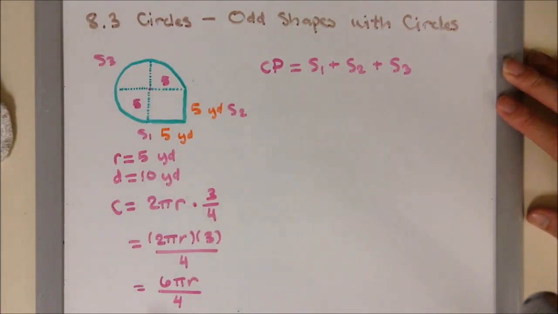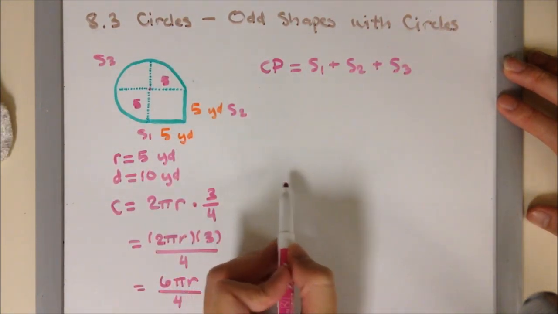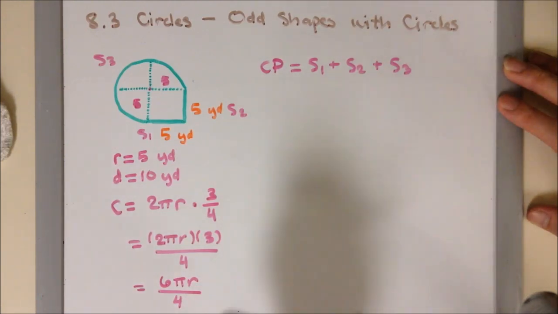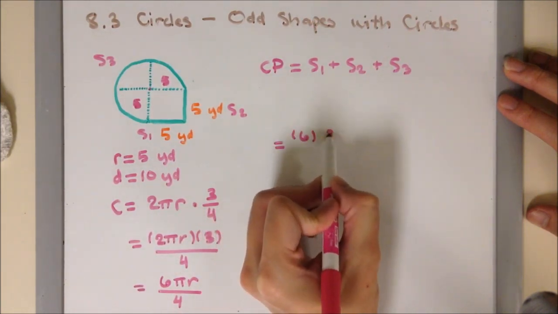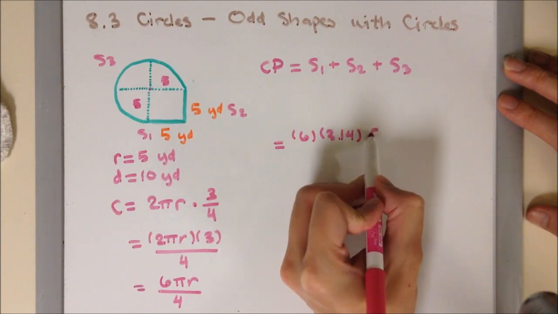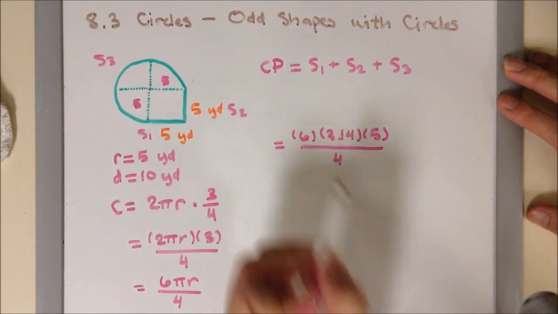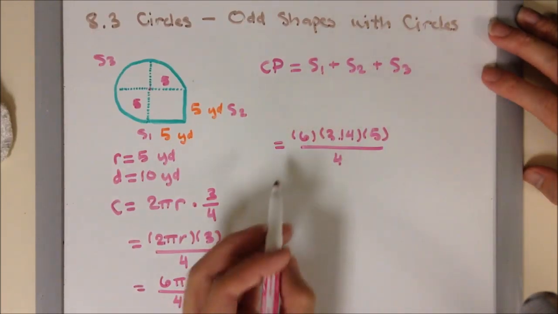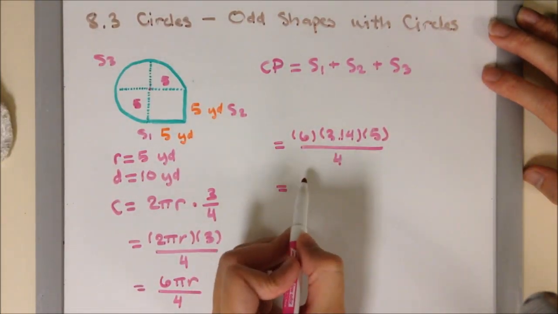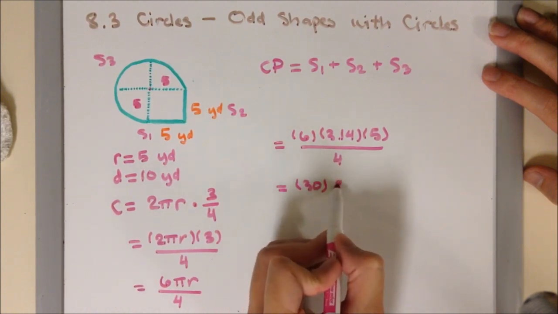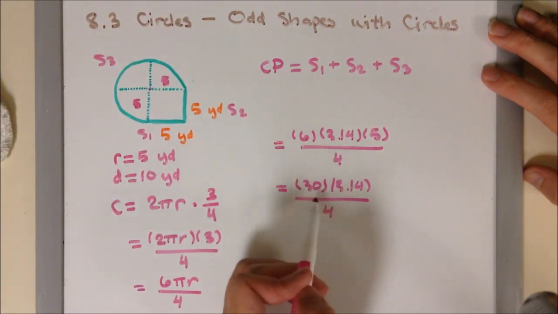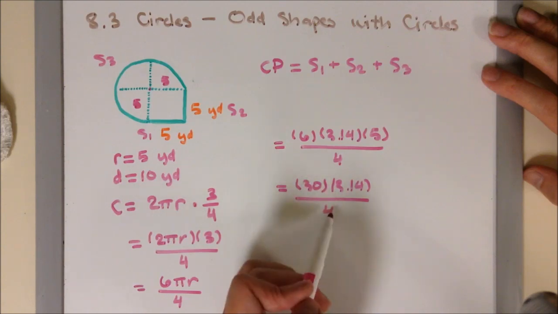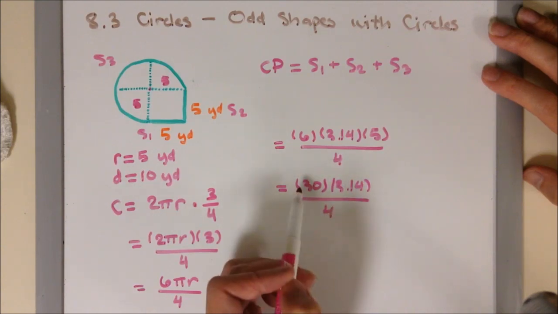Alright, so I'm going to work on the circumference here. So I'm going to plug in pi and I'm going to plug in r. So here is going to be 6 times 3.14 times 5 divided by 4. So I'm going to multiply the whole numbers. So 6 times 5, that's 30, times 3.14, divided by 4. So since these are all being multiplied, what I can do is divide 30 by 4 instead of 3.14 by 4. So I'm going to divide 30 by 4.